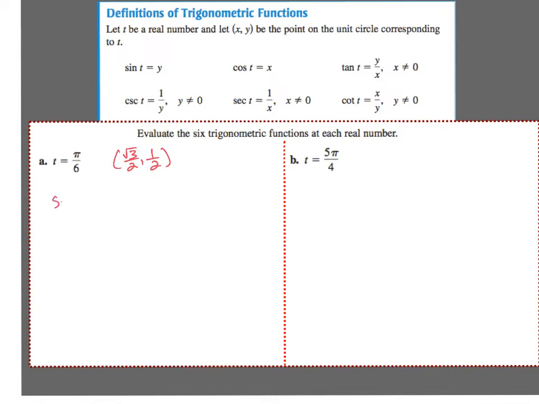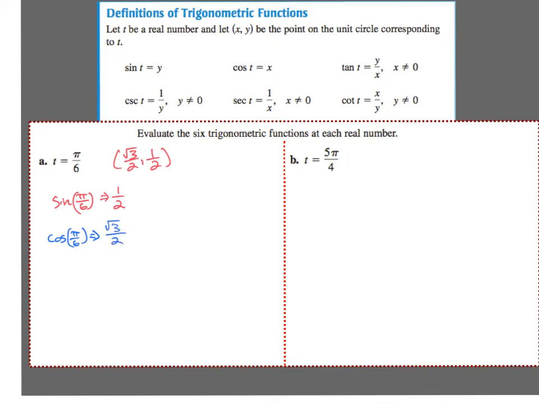Now, sine of pi over 6 is just, what do I want to think of with sine? It's just the y value. So what do we get? We get 1/2. And then cosine of pi over 6, I want you to think of what? The x value. So what is it? Square root 3 over 2.